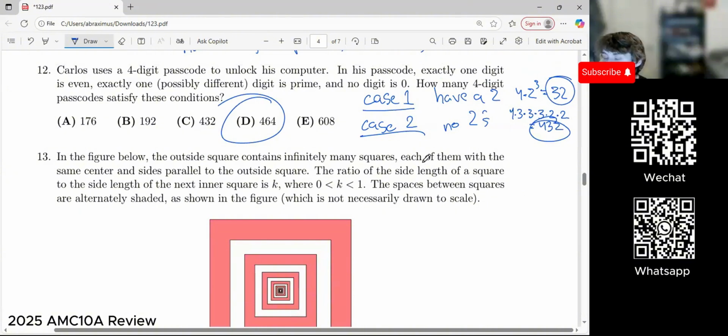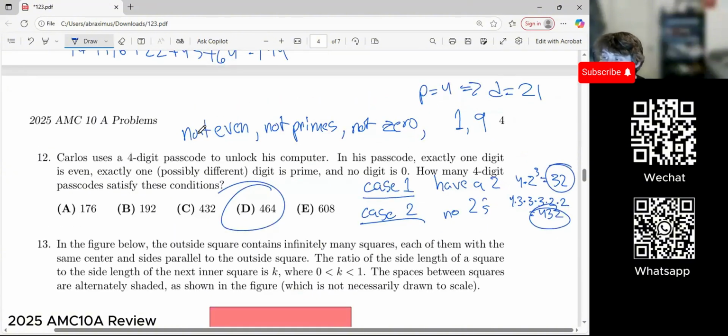Yes. So one thing you need to notice is that the only digits that are not even, not primes, and not 0 are 1 and 9. So if we've exhausted all the evens and all the primes, then the only choices left we have for a digit is 1 or 9. Now, unfortunately, exactly 1 digit is even and exactly 1 digit is prime. There's some overlap in those cases, right?